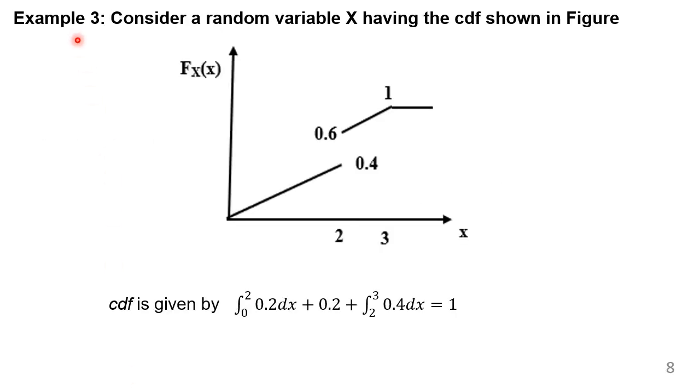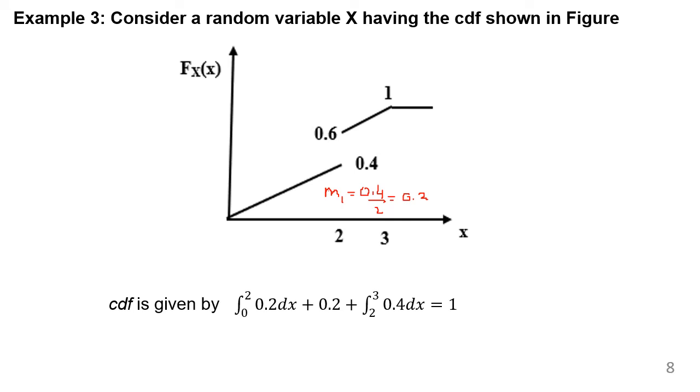Let us take the third example. CDF of a random variable x is shown in the figure. We need to write the equation f_X(x). Now if you observe here, for all values of x less than 0 it is 0. Between 0 to 2 is a straight line equation having intercept 0, and the slope here m1 is equal to 0.4 divided by 2, that is equal to 0.2.